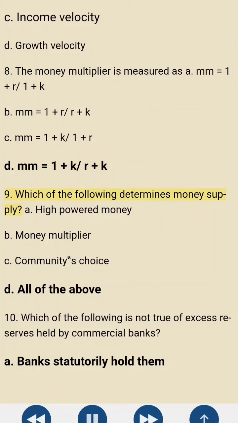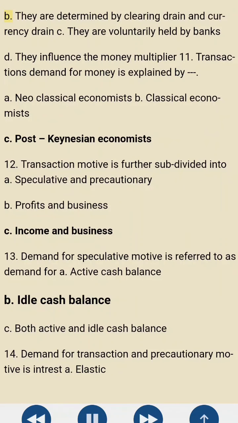9. Which of the following determines money supply? A. High-powered money. B. Money multiplier. C. Community's choice. D. All of the above. 10. Which of the following is not true of excess reserves held by commercial banks? A. Banks statutorily hold them. B. They are determined by clearing drain and currency drain. C. They are voluntarily held by banks. D. They influence the money multiplier.